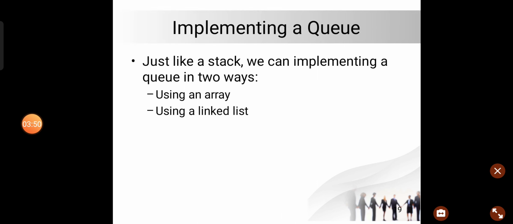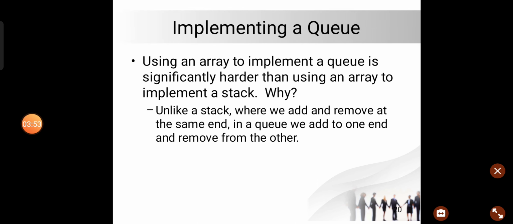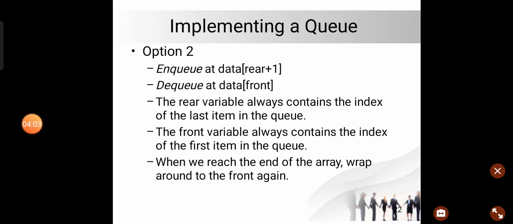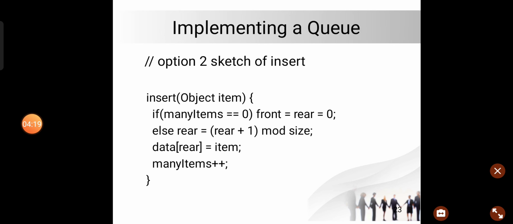Then implementing a queue, we use arrays and linked lists. Array is an implementation of a queue. Then in the implementation of a queue, we use enqueue and dequeue. So implementing a queue, we enqueue the data, dequeue the data, and enqueue the data at the rear plus 1. When we reach the end of the array, wrap around to the front again. So we always keep an index on the first item in the process. Then implementing a queue, we insert and increment the index.